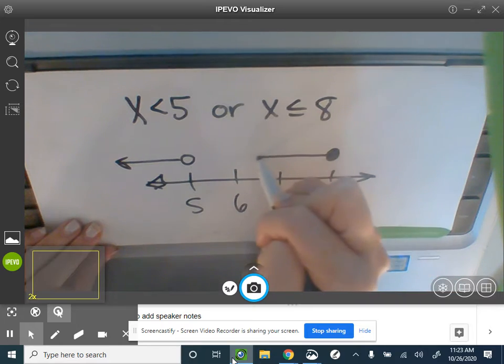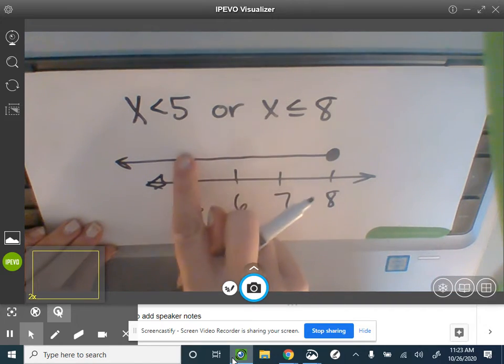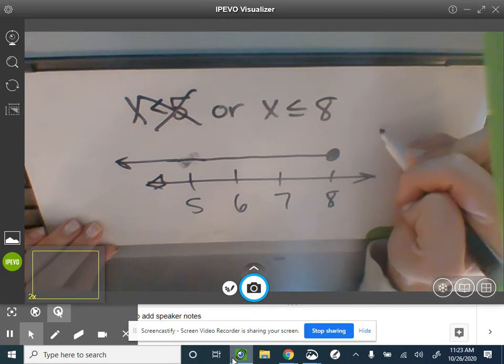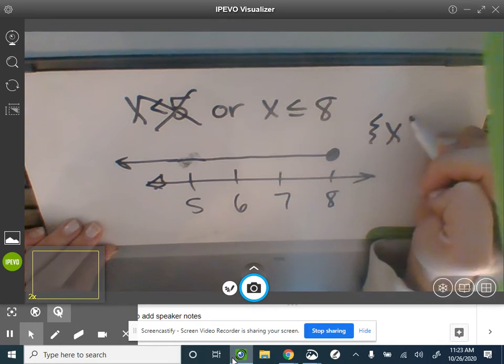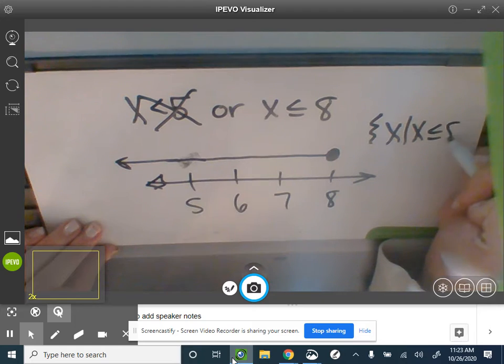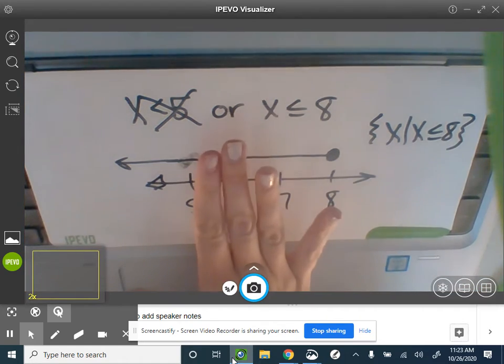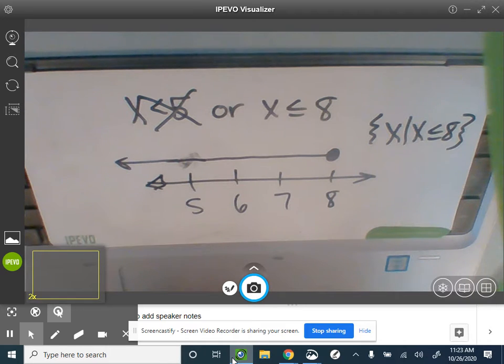So this is the one where, see how this runs into that? That means it's going to be included underneath it. So we only need to keep x such that x is less than or equal to 8. That's because it's an or. If it was an and, we'd look for where they start to intersect. But or, we keep the one that includes the other one underneath it.